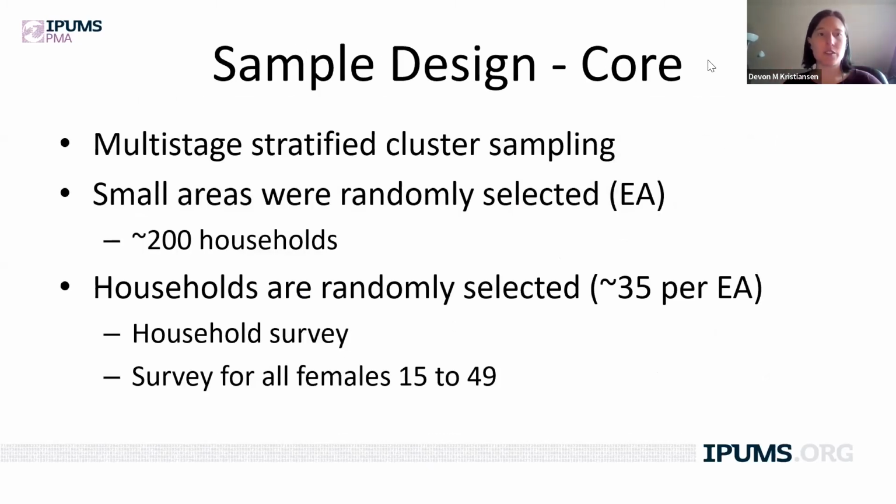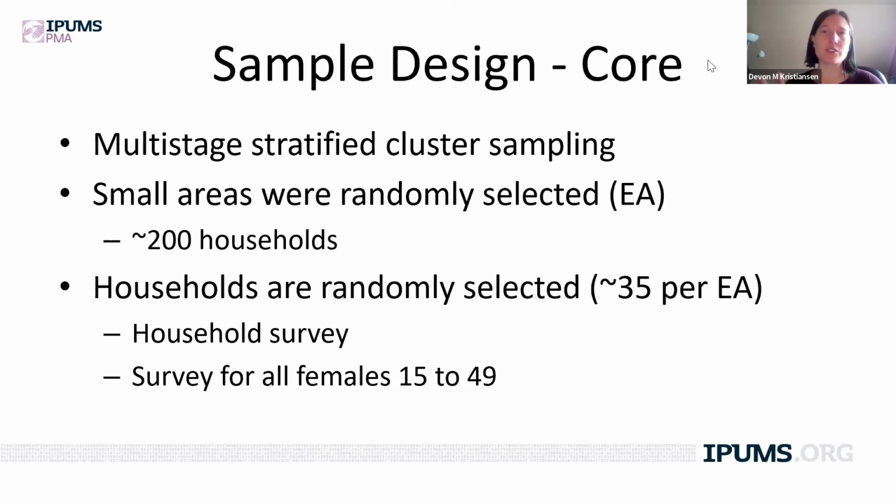So when PMA first began, its core sample design was very similar to the demographic and health surveys. So it was a multi-stage stratified cluster sampling, random small primary sampling units that PMA refers to as enumeration areas, or EAs, were randomly selected, and they had around 200 households. And then households within those selected areas were randomly selected, and it was around 35 households per EA.